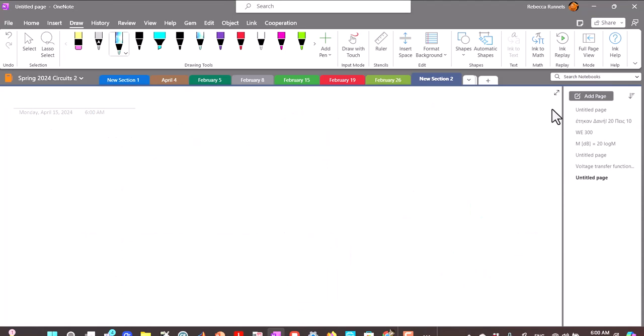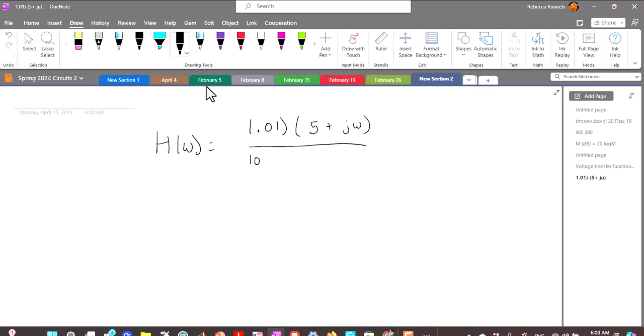Okay, so let's do another one. Let's say I had h, my transfer function, equals 0.01, 1 plus, actually, let's do 5 plus j omega over 10 j omega times 200 plus j omega. Okay, now let's get this into standard form.